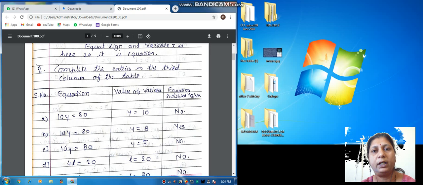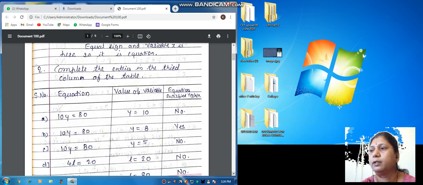If we put that value instead of the variable, does it satisfy the equation? That means the left hand side and the right hand side are equal. If they are equal, then we can say it is satisfied, and we write yes. If it is not satisfied, then we write no. Get it? So let's start.